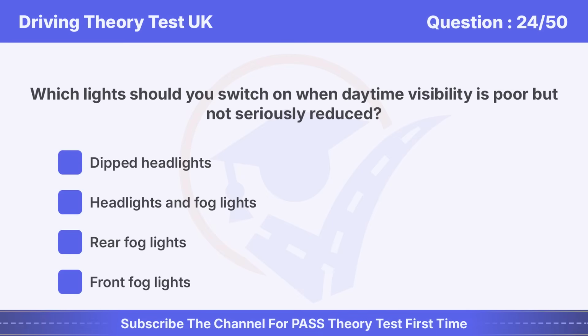Question 24. Which light should you switch on when daytime visibility is poor but not seriously reduced? Option A. Dipped headlights. B. Headlights and fog lights. C. Rear fog lights. D. Front fog lights.